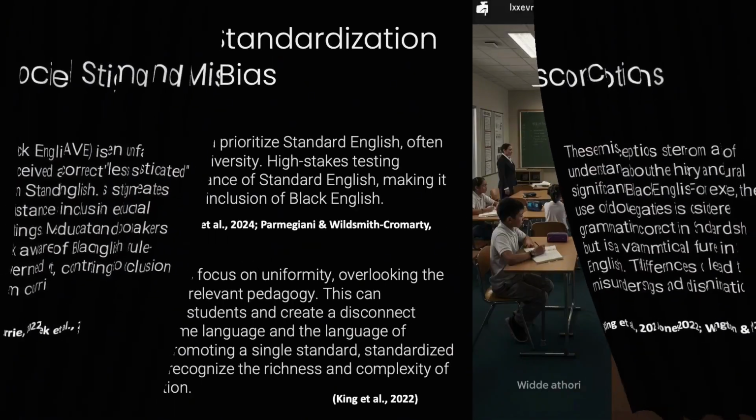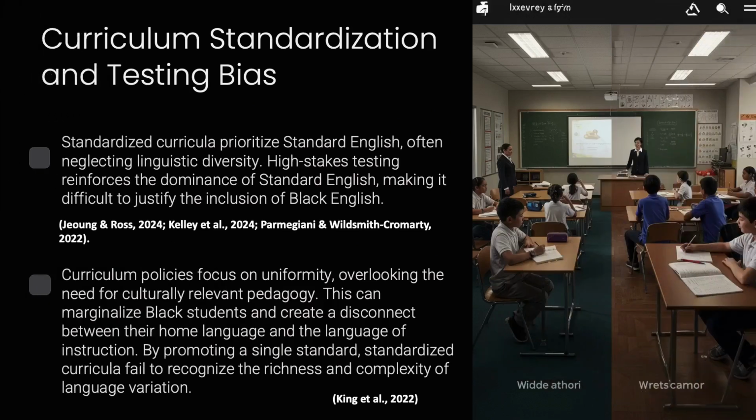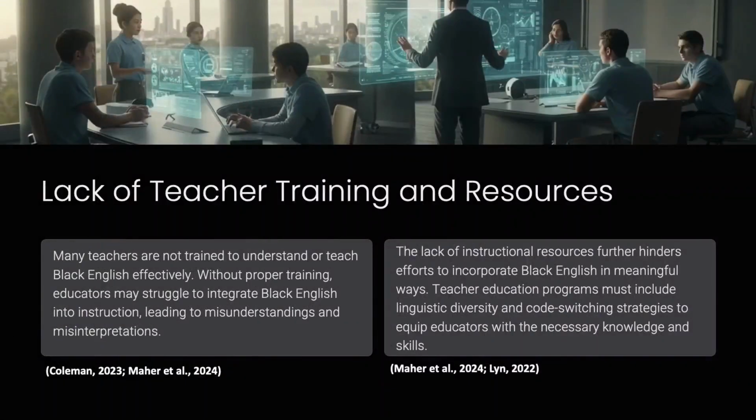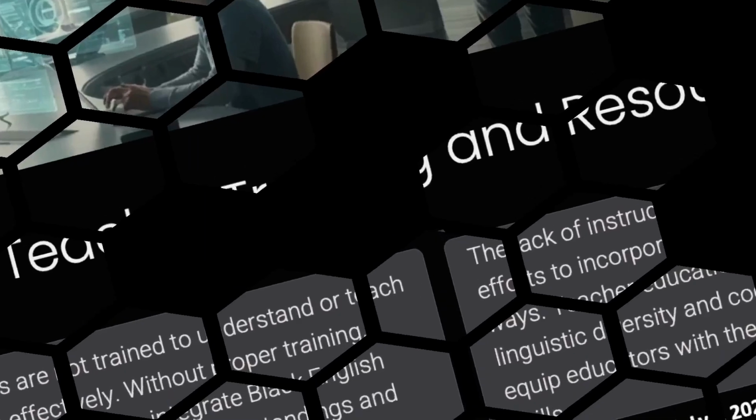The standardization of curricula around standard English, especially in standardized testing, makes it challenging to incorporate Black English. This standardization often prioritizes uniformity over linguistic diversity. Adequate training for teachers in understanding and teaching Black English is often lacking. Without proper training and resources, teachers may be ill-equipped to integrate Black English into their teaching. Integrating Black English into the curriculum requires a delicate balance. It's important to teach students how to code switch between Black English and standardized English, respecting the linguistic competence in both, without devaluing their native dialect.